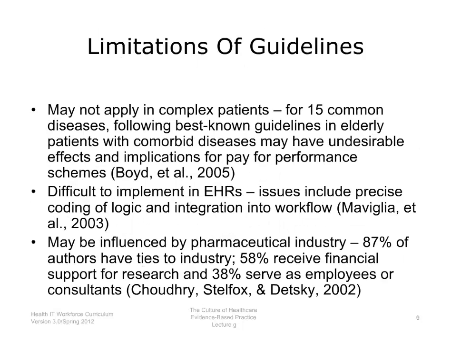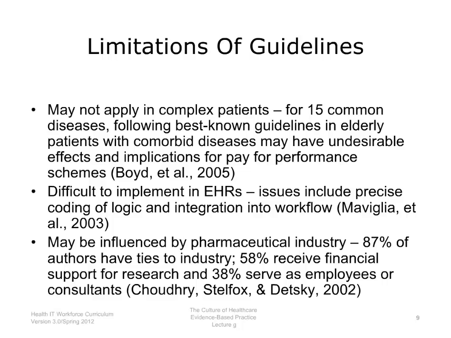Practice guidelines certainly have limitations. One challenge for guidelines is that they are difficult to apply in complex patients. For example, a study by Boyd and colleagues looked at 15 common diseases, and they took the best-known guidelines for those diseases and assessed them for use in elderly patients who had many comorbid or coexisting conditions. They reached the conclusion that following the guidelines to the letter would have undesirable effects because of the presence of these other conditions. In fact, if these guidelines were tied into pay-for-performance schemes, there may be some negative implications in that physicians who would adhere to the letter of the guidelines may actually not be providing the highest quality of care.